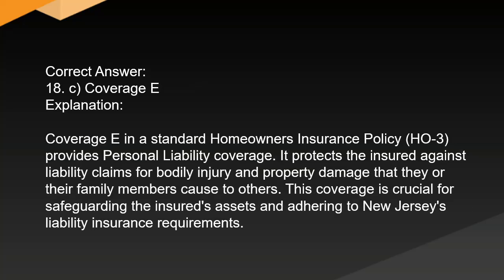Correct answer: C. Coverage E. Explanation: coverage E in a standard homeowners insurance policy, HO-3, provides personal liability coverage. It protects the insured against liability claims for bodily injury and property damage that they or their family members cause to others. This coverage is crucial for safeguarding the insured's assets and adhering to New Jersey's liability insurance requirements.